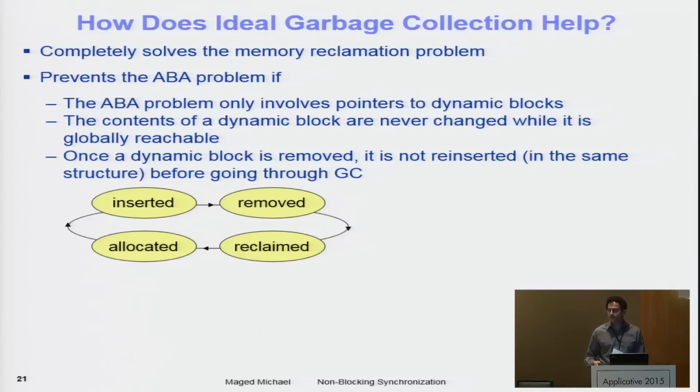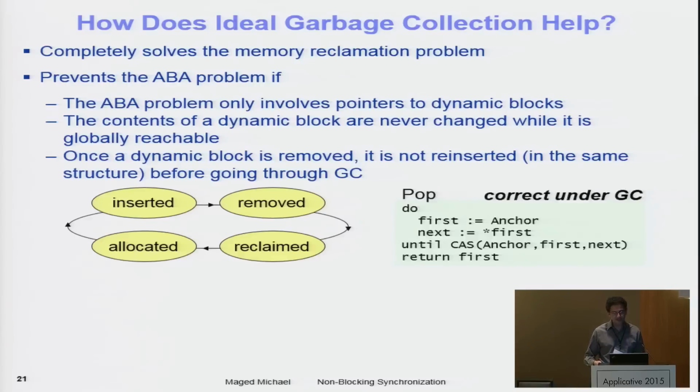So what if we don't meet these requirements? Well, this pop operation is correct. I showed this code before. It was incorrect, showing both the ABA problem and the memory reclamation problem without garbage collection. But now, with garbage collection, it's correct. So it really simplifies things.